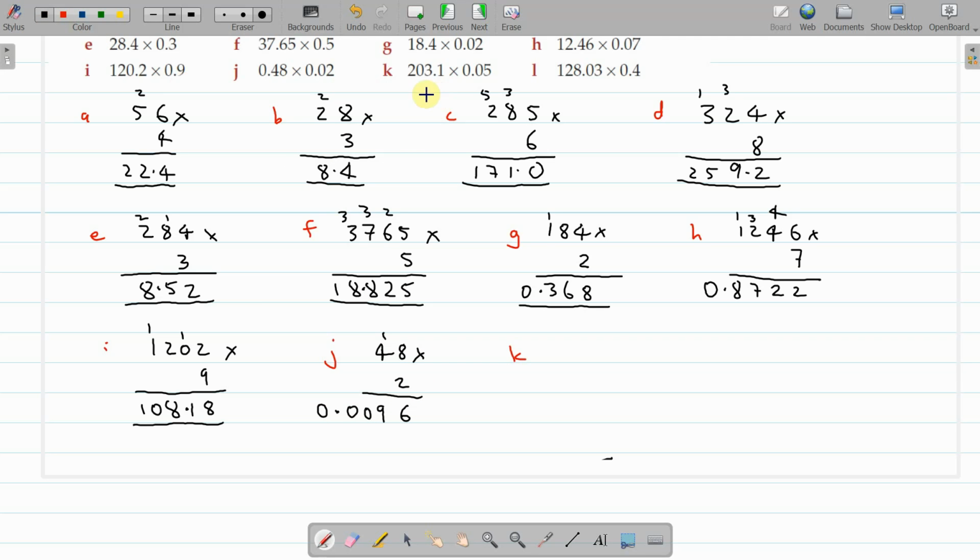We have 2031 times 5. Good. 5 ones are 5. 5 threes are 15. 5 times 0 plus 1 is 1. 5 twos are 10. And we need 1, 2, 3 decimal places. There it is. L.